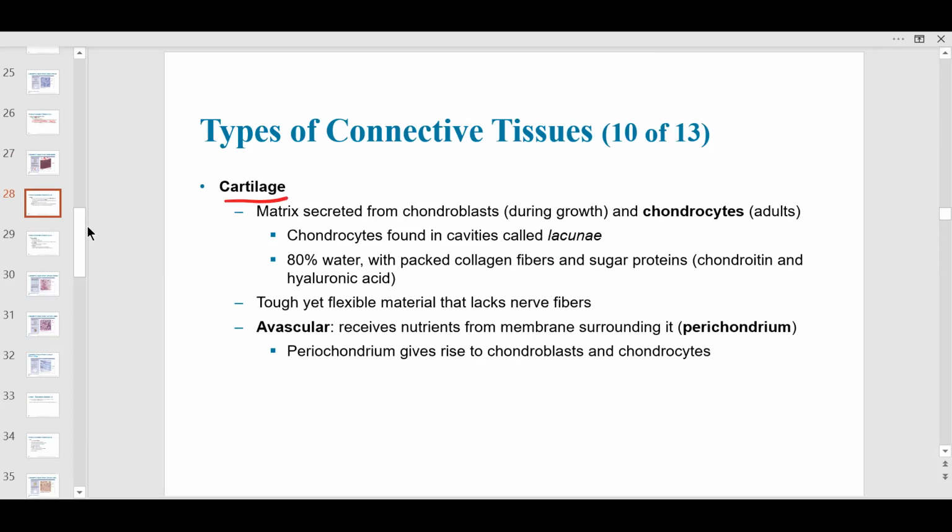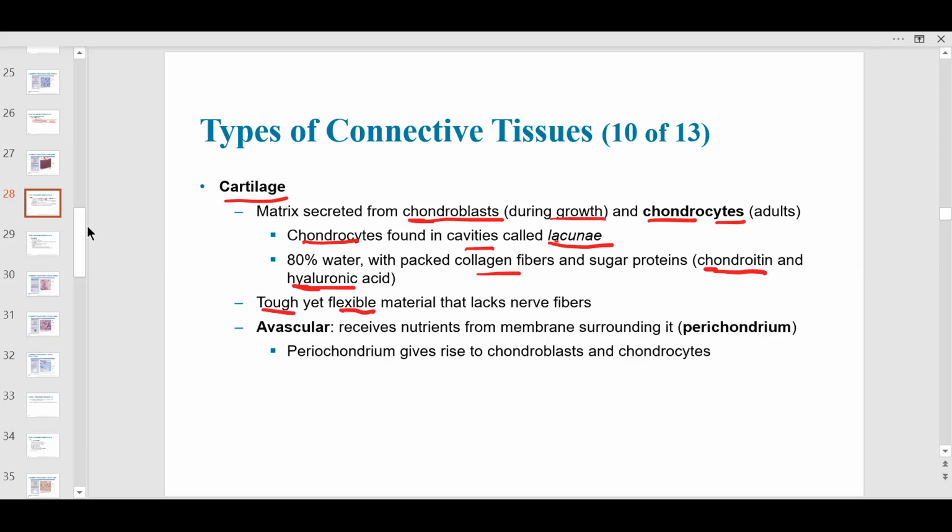So now the last specialized one is the cartilage. Not the last, we still got to talk about bone. So this is the chondro, like chondrocytes. Chondroblasts are laying down the matrix. They're immature during growth of that tissue. Chondrocytes are found in those little cribs, cavities, lakes. Lacunae means lake. So a lot of water is packed between these packed collagen fibers, and the chondroitin and hyaluronic acid, which is going to save your joints if you buy it at Costco by the dozen, or Kylie Jenner sells it to you. It's tough yet flexible.